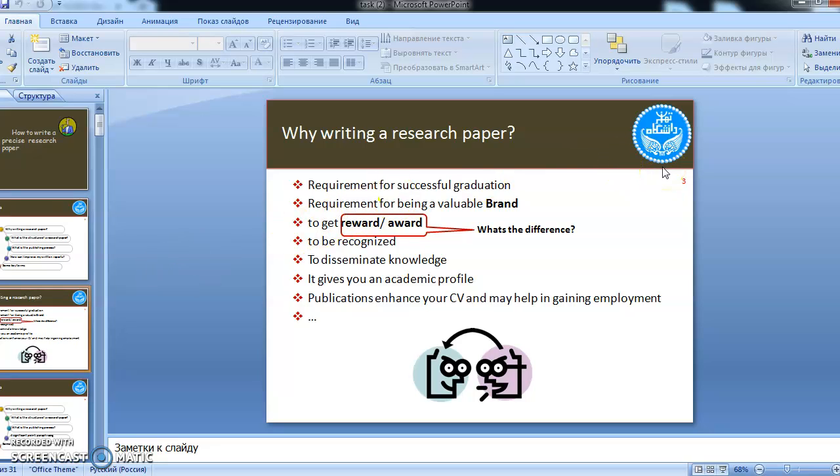So why is writing a research paper important? So first reason, requirement for successful graduation. Of course, any kind of university demands the writing of a research paper, and our university is also not excluded from such demands. And the next one is requirement for being a valuable brand and to get reward and to be recognized by everyone, and to disseminate knowledge, to give you an academic profile, and publication enhances your CV and may help in gaining employment.